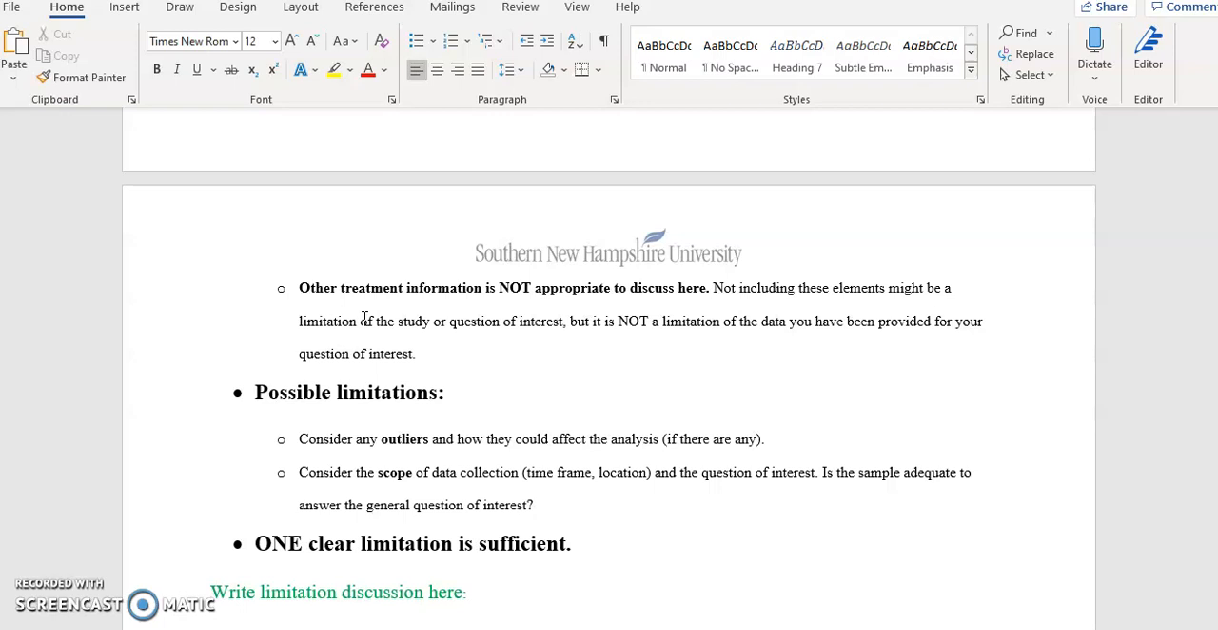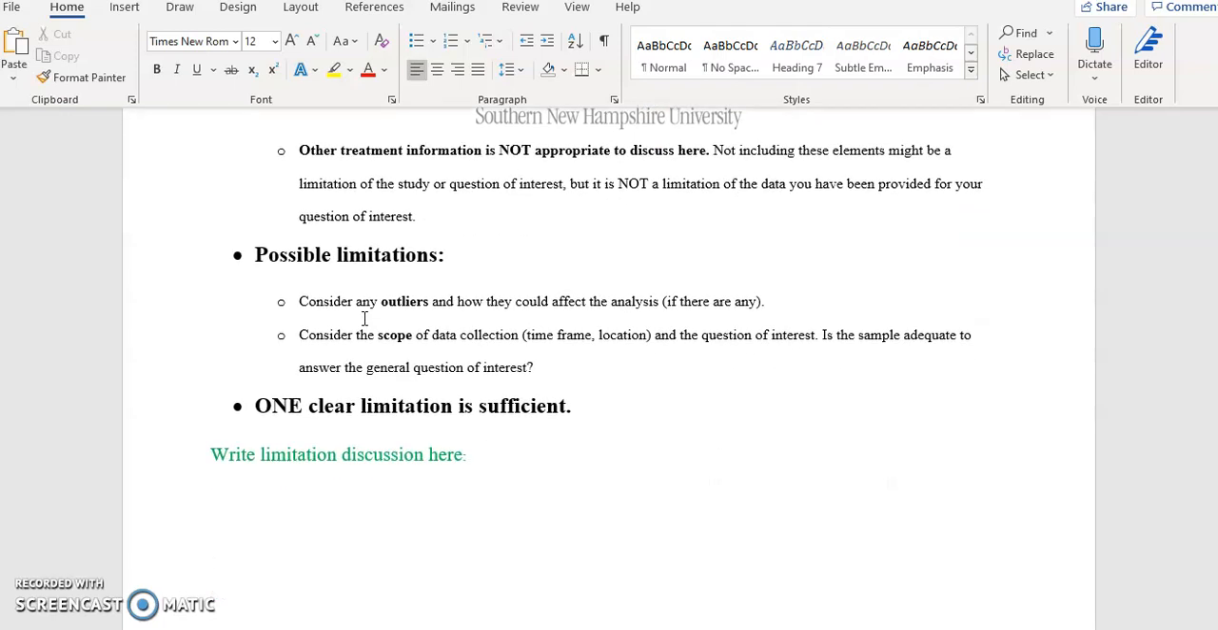So what are some possible limitations? Well, you can consider any outliers and how they could affect the analysis, if there are any. You can consider the scope of data collection, like the time frame, location, and the question of interest. Is the sample adequate to answer the general question of interest? You only need 1 clear limitation. I'm going to write 2 just because I'm working through the template to give you some examples, but you only need 1 clear limitation.